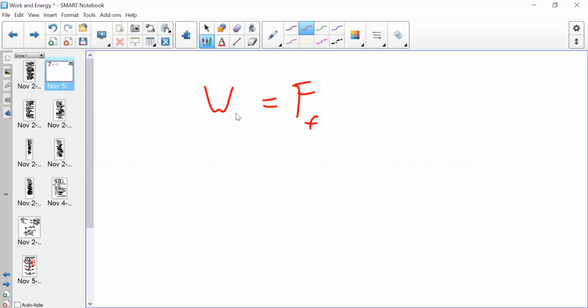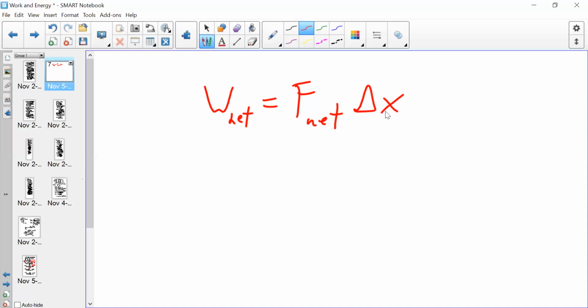So work done by... So total work in any system, it could be one force, it could be many forces. It's going to be the net force multiplied by the displacement, okay?